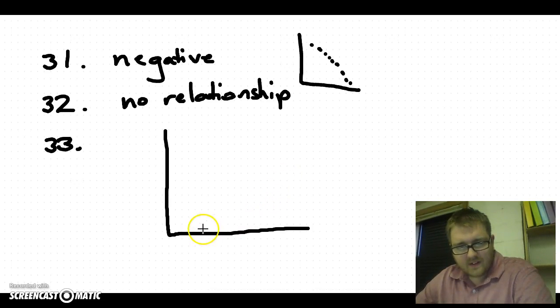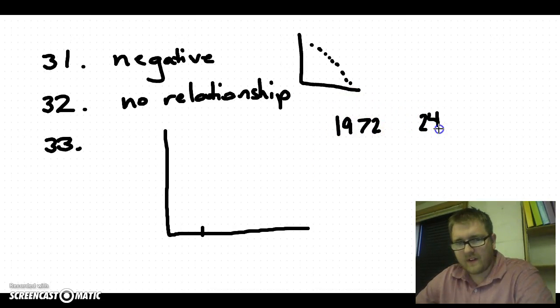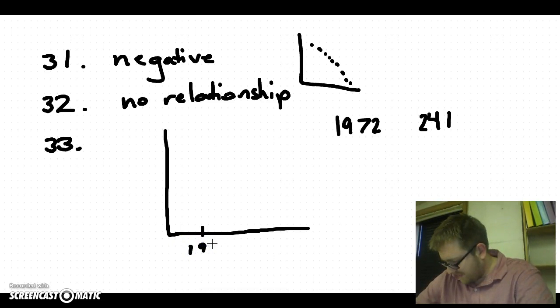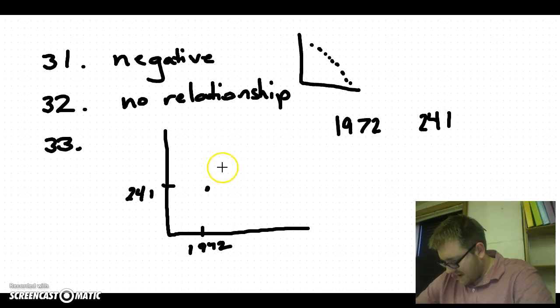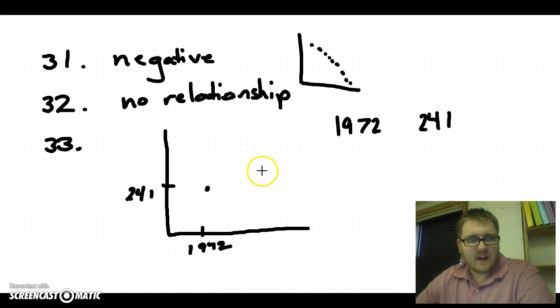So for instance, for 1972, the time was 241 seconds. You just simply go over to about somewhere between 1968 and 1976 and go up 241, so somewhere between 236 and 240. Plot your point. You should find that those numbers don't necessarily correlate.